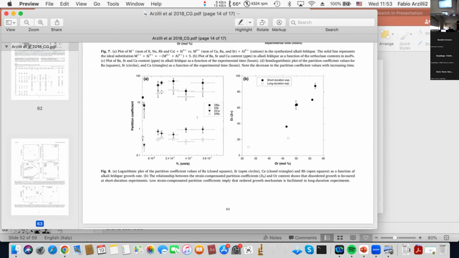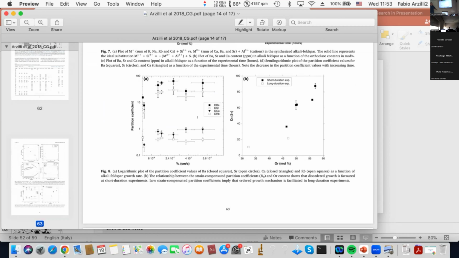For the short experiment, if we only look at the short time experiments, the difference between the data points, in X is the growth rate. The one on the right side is higher growth rate, and the one on the left is a low growth rate. So for similar short time experiments, samples that have high growth rate, the partition coefficient is flat. So if it's flat, there is no dependence between growth rate and partition coefficient.